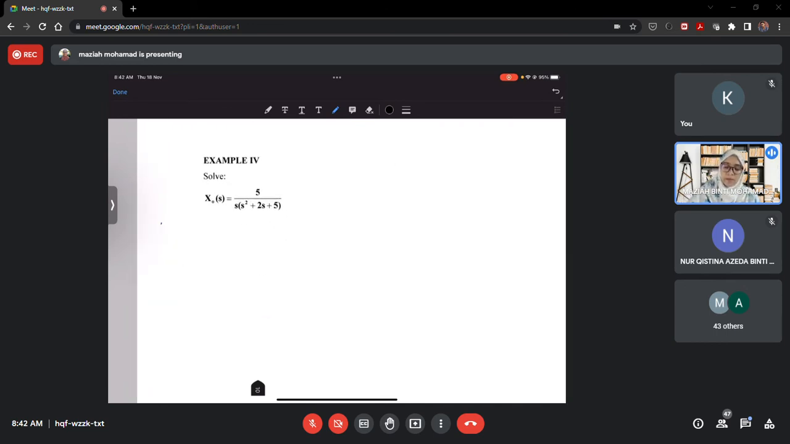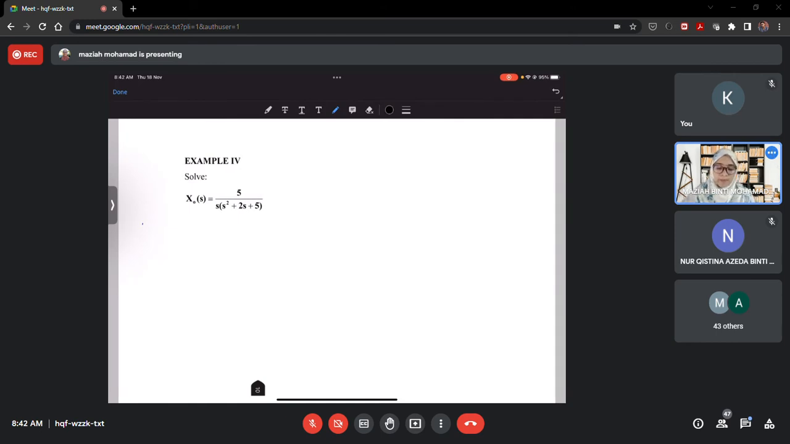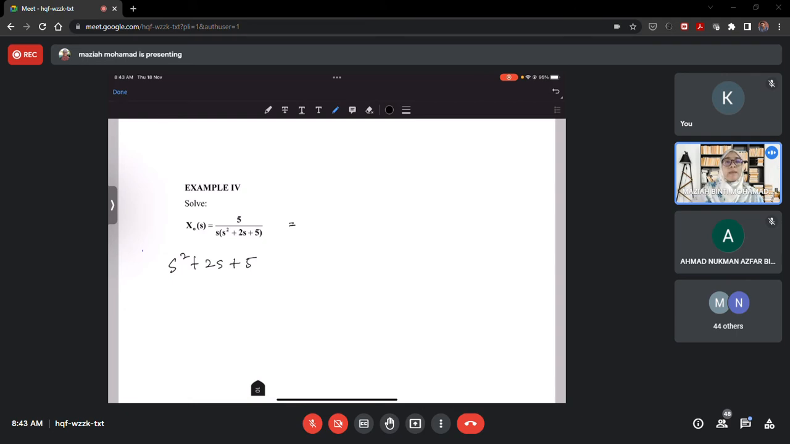if we refer to example 4 here, the term s square plus 2s plus 5 cannot be factorized. We cannot factor this polynomial. So if we cannot factor this, let's check with the table, the partial fraction table. Which function will it be? 1, 2, 3, 4, 5. The answer is 5.